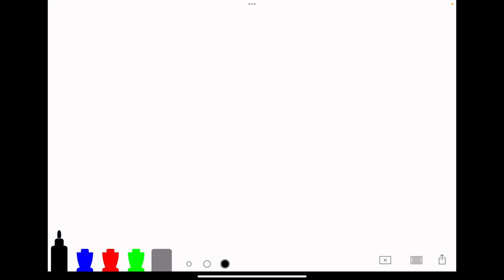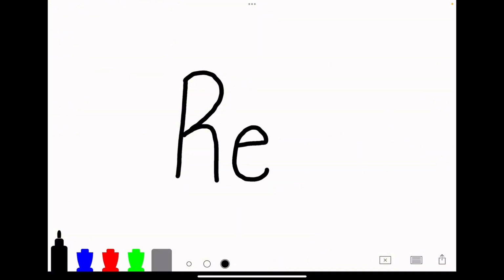So the first letter in writing the word red, it is R. And remember, we're using capital R. The second letter is E. And then the third and last letter is D. R-E-D spells the word red. Let's go ahead and write the word red one more time using capital R.